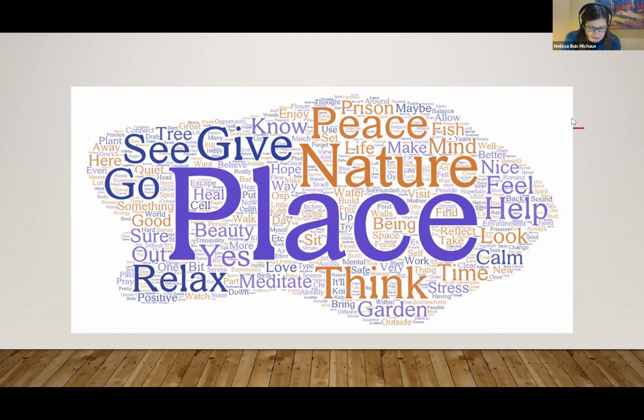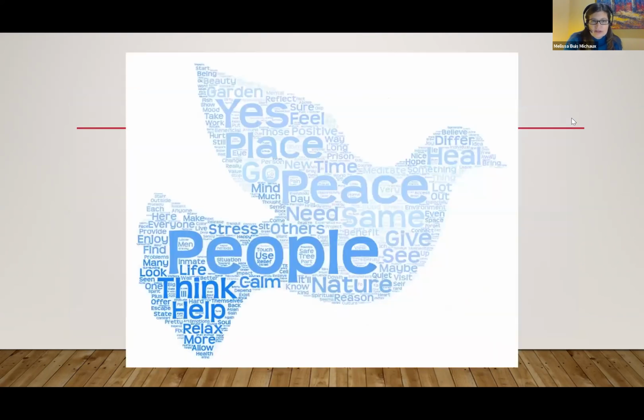Interestingly, not everyone thought the garden would be beneficial to themselves. Some speculated that they would be denied access to the garden, or that they would be gone, moved, or released before the garden was finished. Respondents were more likely to say that the garden would benefit others, which is what this word cloud represents.